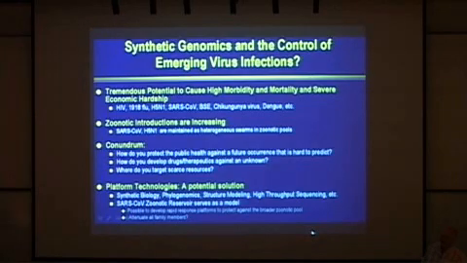This raises a conundrum in terms of how do you protect the public health against a future occurrence that is hard to predict. How do you develop drugs and therapeutics against an unknown from this heterogeneous swarm of variant strains that will actually work against the unknown that will emerge in the future? And how do you target your scarce resources? And so we think platform technologies like synthetic biology, phylogenomics, structural modeling, high-throughput sequencing really will provide a platform.